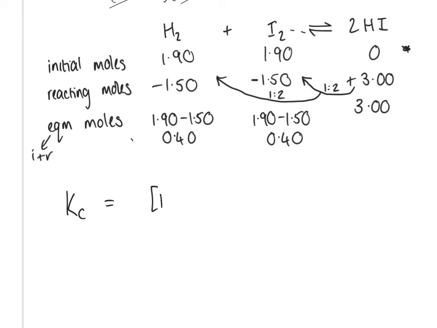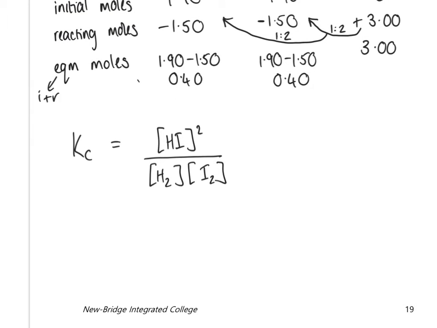Hydrogen iodide squared over hydrogen times iodine. Great. So it's products over the reactants, and they're raised to the power of their balancing numbers. And then it's just a case of plugging my values in. So the equilibrium concentration of hydrogen iodide is 3. Are these not mole values or not concentration? Yes, sorry, put my moles in. But because there's no units, I can just put the moles straight in.